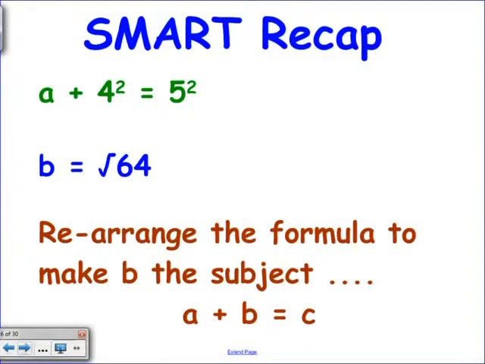Today's thunk. Right, your smart recap. I've got 3 questions for you, 3 questions that we've done in the past that will be very, very handy today. Who'd like to solve this for me? What would I start with? What's a good starting point for that first one?